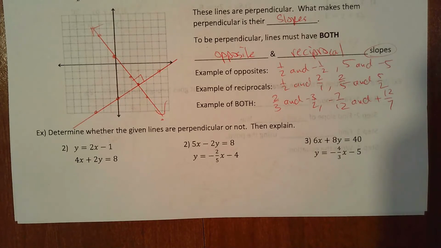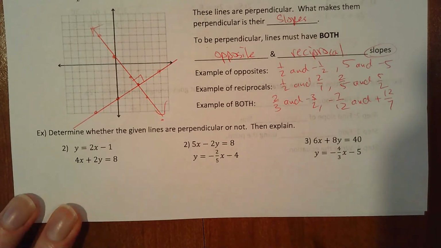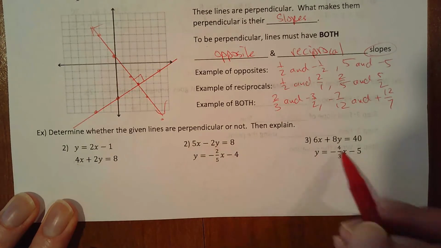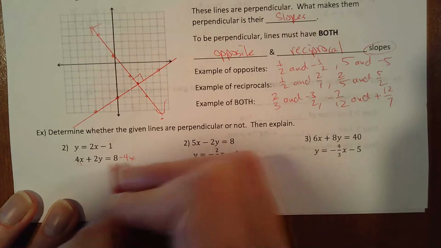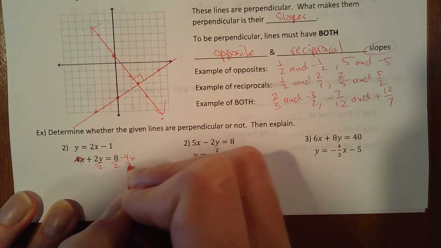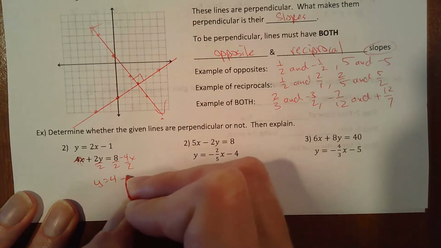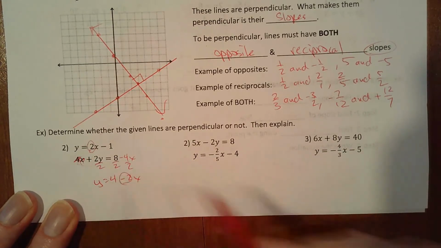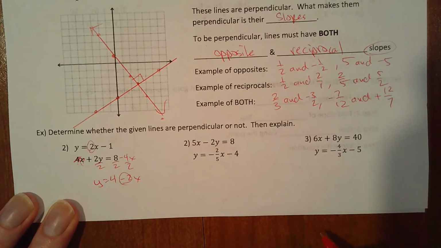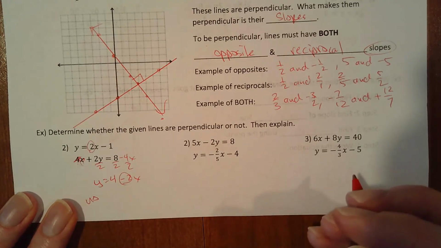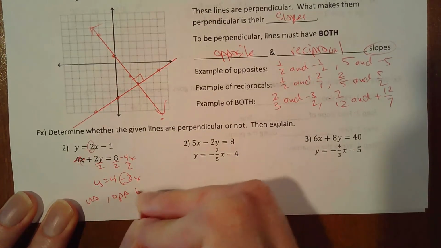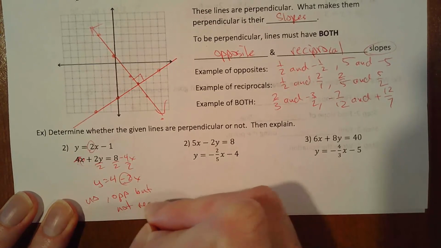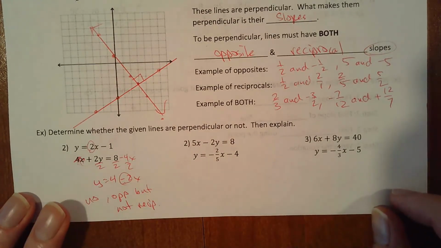Determine whether the given lines are perpendicular. I'm going to go kind of fast here. Again, all of these are in standard form. I'm just going to get y by itself and then look at it. Bring the 4x over, divide by 2. So y equals 4 minus 2x. So 2 and negative 2, are they opposite reciprocals? No, not perpendicular. They are opposites, one's negative, one's positive, but not reciprocal.